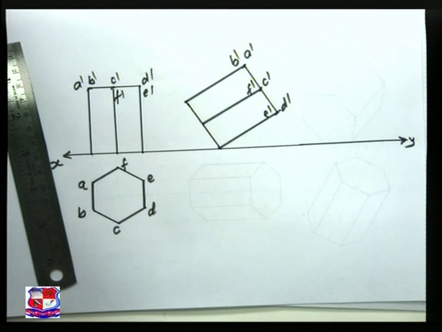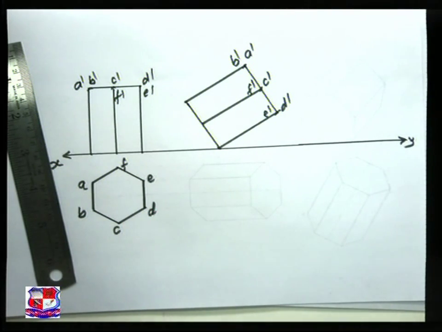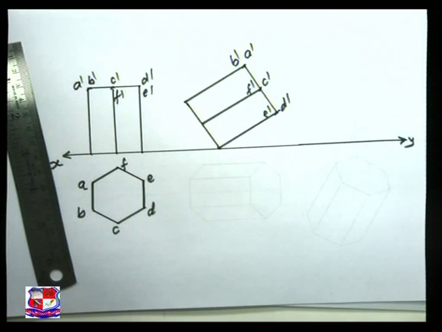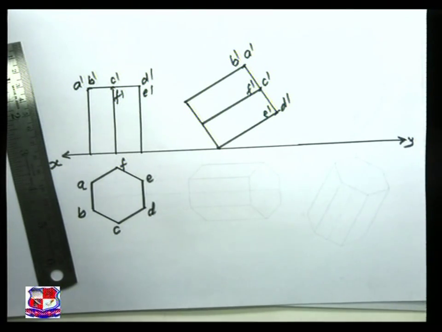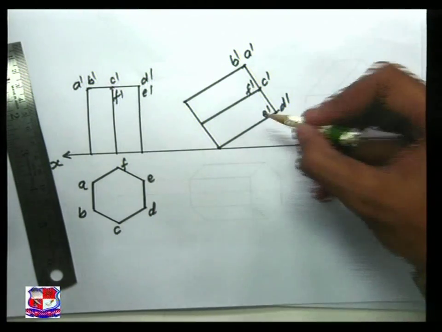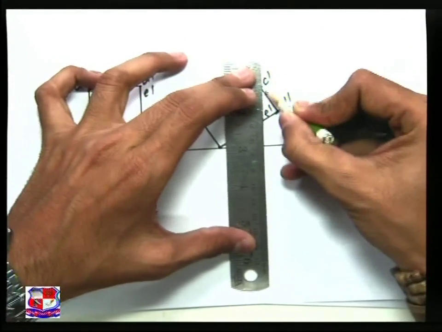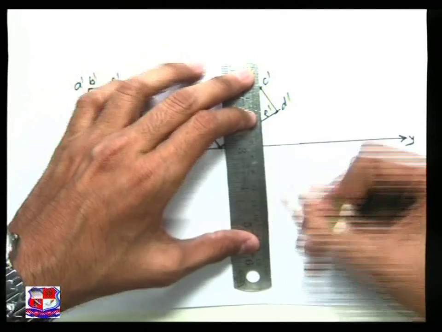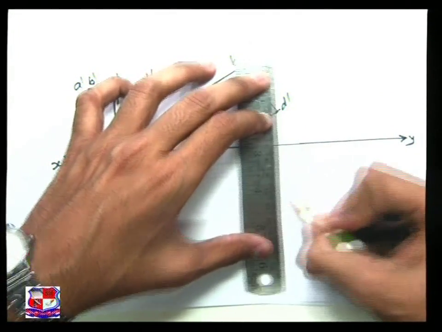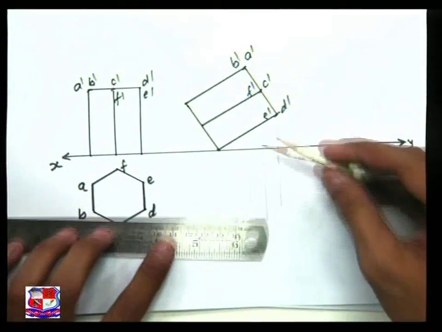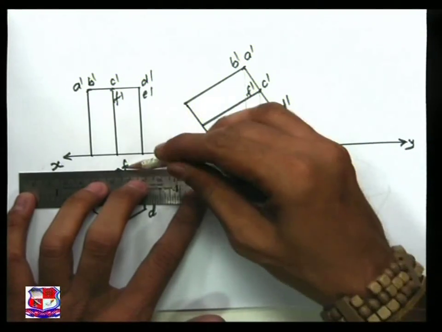Now let me take projections from this front view. So for that, from ABCD, let me draw straight vertical lines. From A dash, vertical line. From B dash, C dash, D dash, E dash and F dash. Vertical lines from all these points. Horizontal lines from all these points.